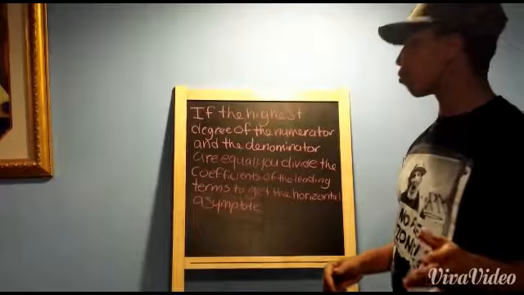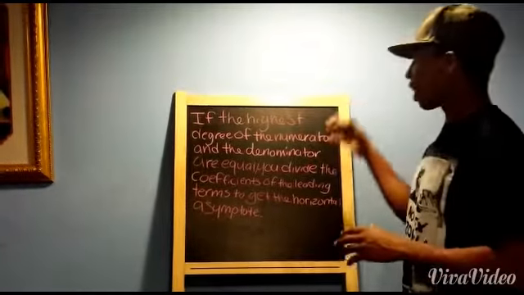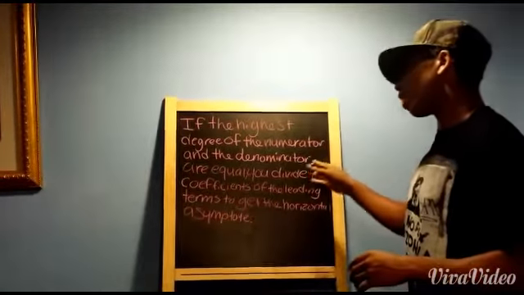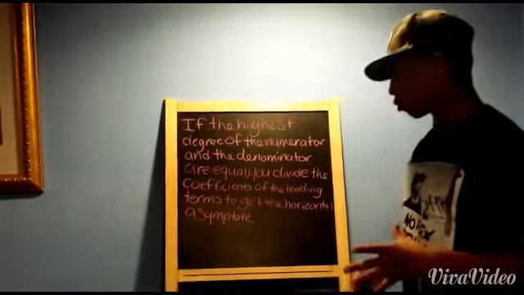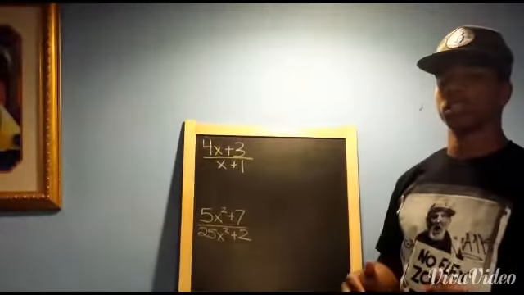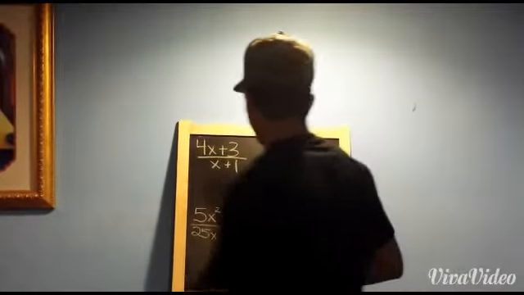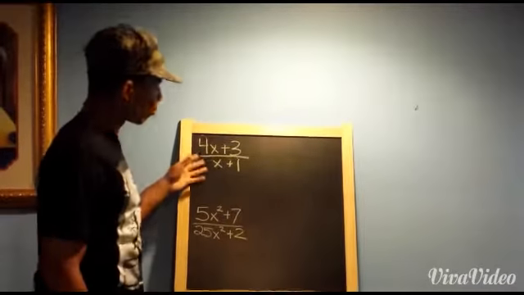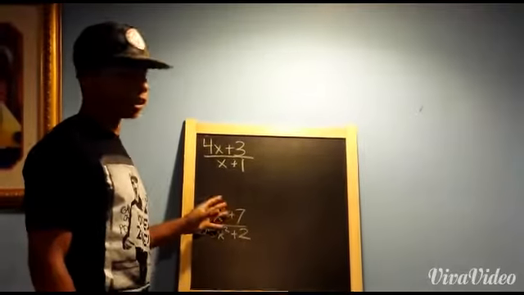Another scenario of solving for the horizontal asymptote is when the highest degree of the numerator and the denominator are equal. You want to divide the coefficients of the leading terms to get the horizontal asymptote. Examples to see what I mean visually. Okay, so here we have an example where we have 4x plus 3 over x plus 1.